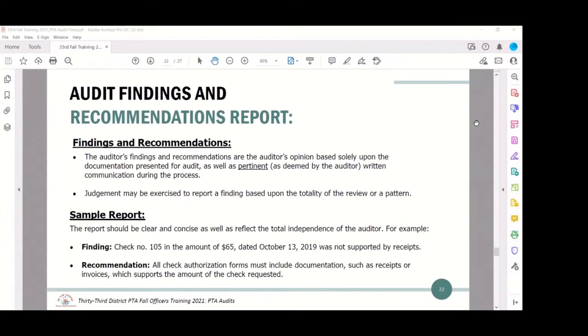For example, in a finding of check number 105 in the amount of $65 dated October 13, 2019 was not supported by receipts, you would state that the recommendation is that all check authorization forms must include the documentation such as receipts or invoices which supports the amount of the check requested.